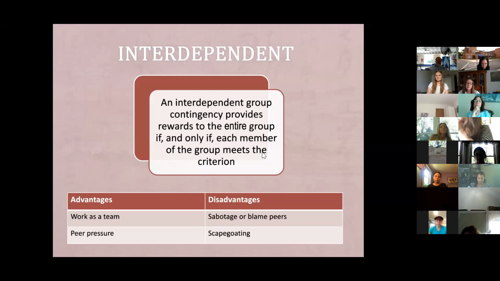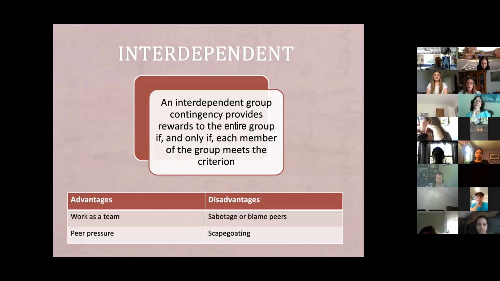And the last group contingency we'll talk about is an interdependent. An interdependent group contingency, all members of the group must meet criterion before any of the students can earn reinforcers. So the group has to establish that criterion to earn the reward. The group's behavior is determined if the group gets access or not to that reinforcer.